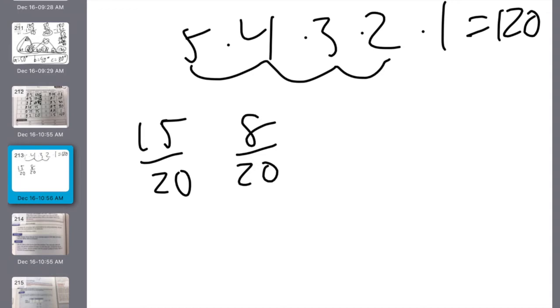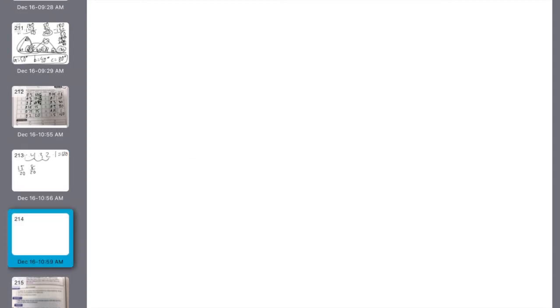I subtract those, I would get 7/20. I would multiply those. You can cancel the 2 and the 4 to 1 and 2. That would give you 3/10. Stay, change, flip, puts 15 on top and 8 on the bottom, which equals 1 7/8.